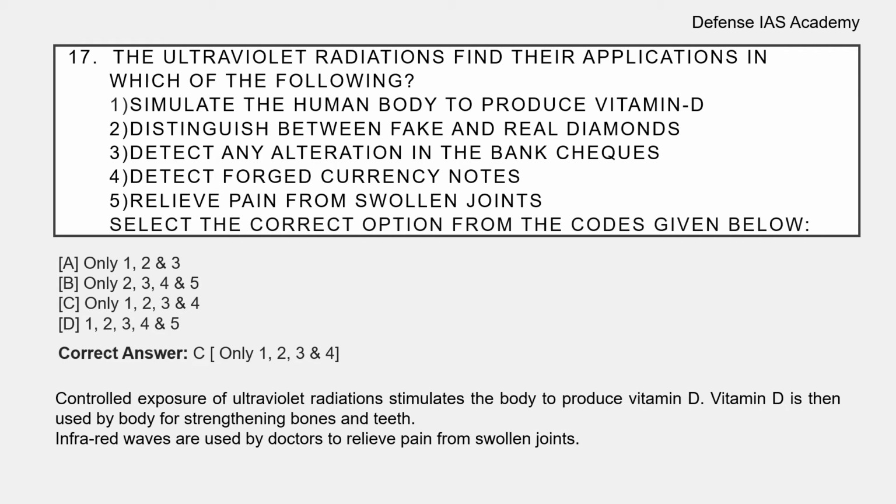That means the ultraviolet radiation cannot be used to relieve pain from swollen joints. With the controlled exposure of the ultraviolet radiations, it can simulate the production of vitamin D in our body. The vitamin D is then used for strengthening the bones and teeth in our body. The infrared waves are used by doctors to relieve the pains from swollen joints. It is not the ultraviolet radiations.